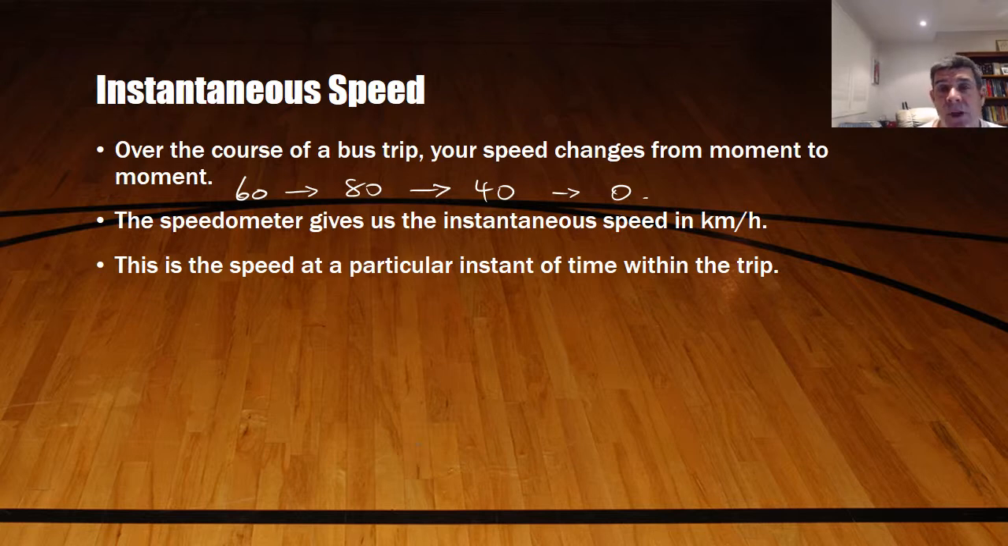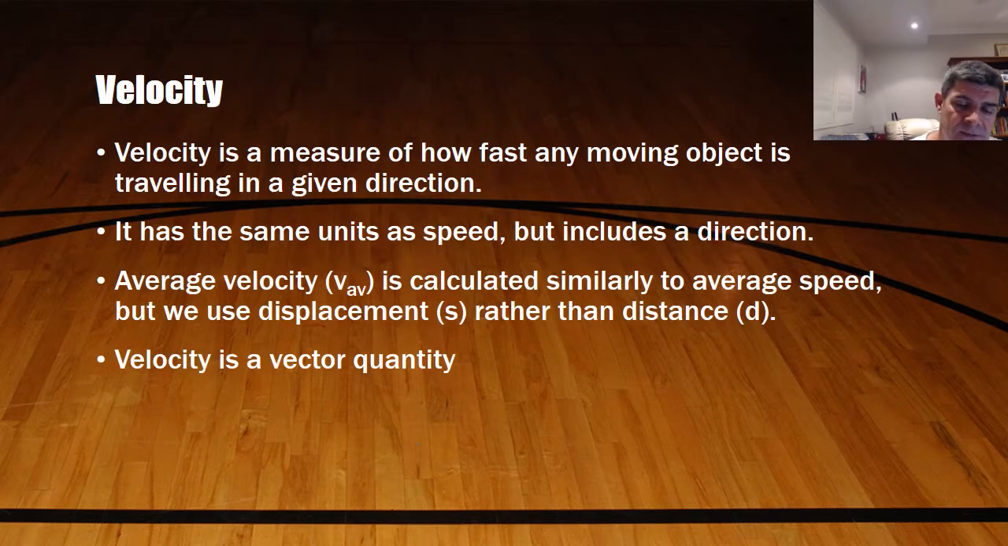So sometimes we want to look at the speed at a particular instant of time. This is called the instantaneous speed. It can be measured in kilometers an hour, typically for a journey involving a vehicle, because speedometers are set to that unit. What it does is tells us a particular speed at a certain instant of time within our trip. And sometimes it gives us a better description of motion when we do this.